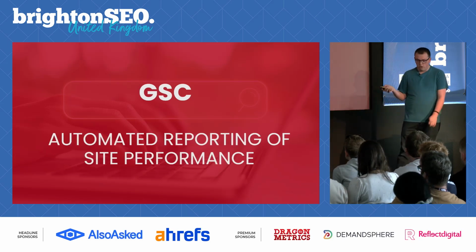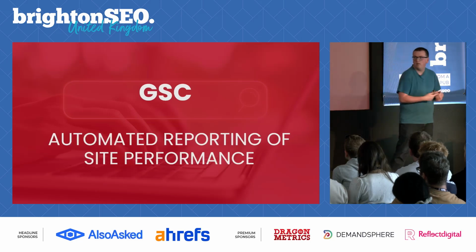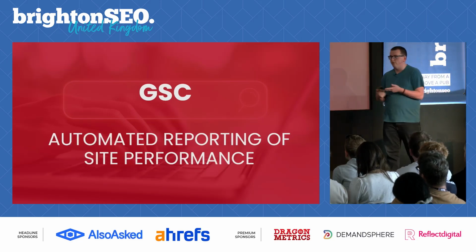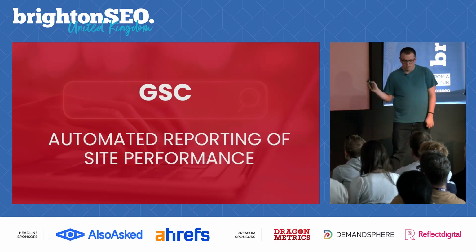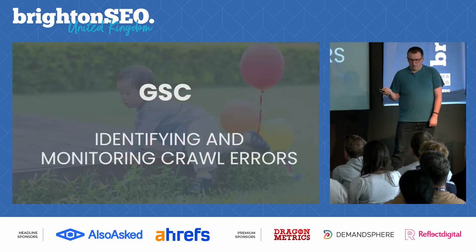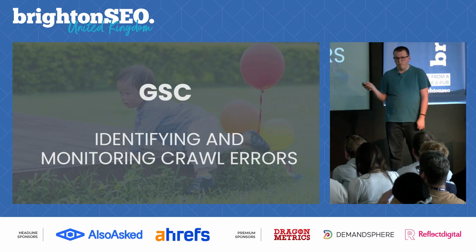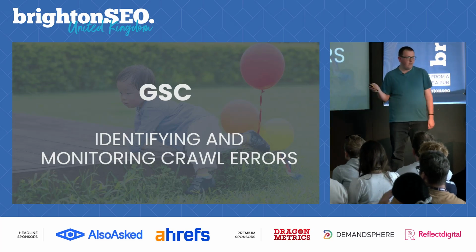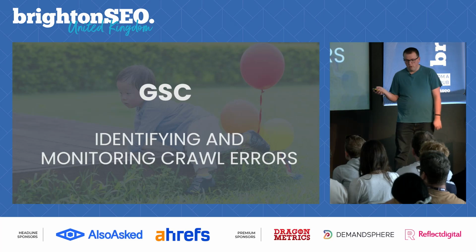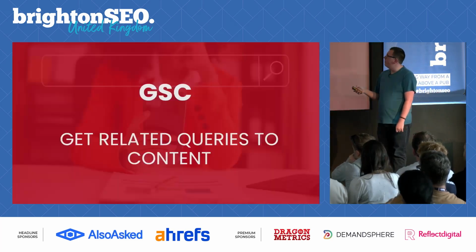So for Google Search Console, you can do automated reporting of site performance. You can put through the site clicks, impressions, everything that we've gone through already, and see how the site is performing in general. You can identify and monitor crawling errors. So if there are any errors with the crawling of the website, you can pull that through from the API into a Google Sheet. For example, 404 errors. I've tried that, and it is actually quite interesting what it pulls through.